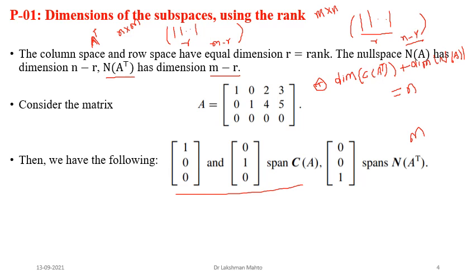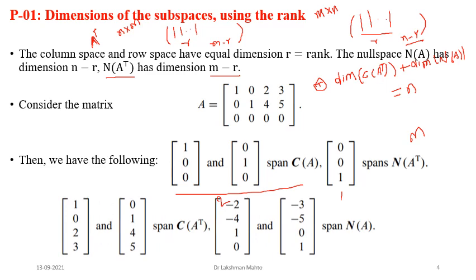Then you can observe that the dimension of this one is 2, and the dimension of this one is 1. 2 plus 1 is equal to 3, that is actually the dimension of the target space. Similarly, you can see that if you take the transpose, then the first two columns of the transpose matrix, those are 1 0 2 3 and 0 1 4 5. These will span the row space of A, or simply we can say the column space of A transpose, and the dimension would be 2.